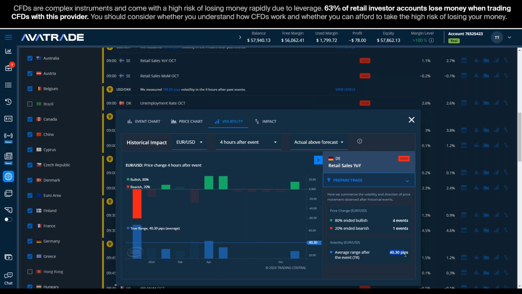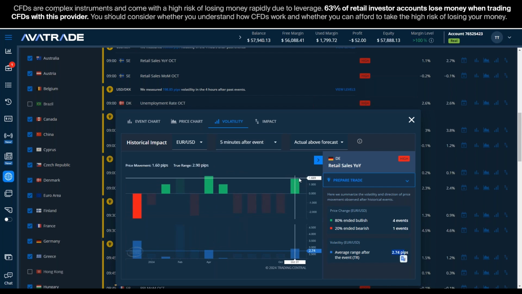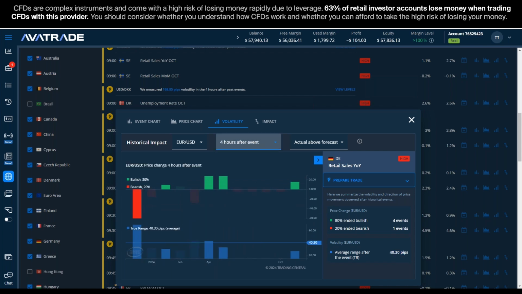Better than expected sales and the euro strengthened 80% of the time after the announcement, with a range movement of over 40 pips. You can check and say, okay, after the first 5 minutes, what was happening? Range movement only 2.74 pips. So you see, if you look at the scale over here, those only went up like 2 pips. Okay, even less. One of them went flying down. And then after 4 hours, they're up 30 pips on average, somewhere around there, a 20 to 30 pip climb, with only one that went down.